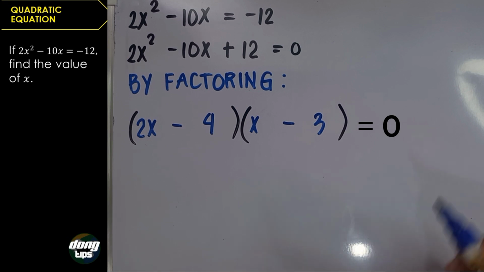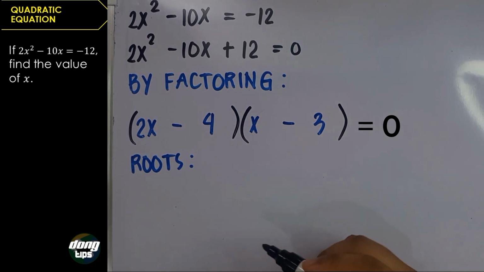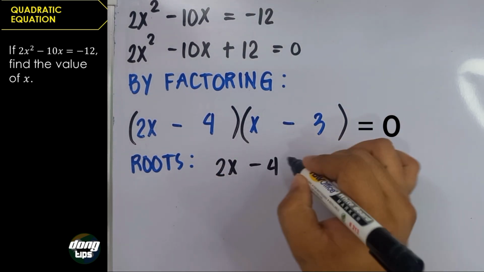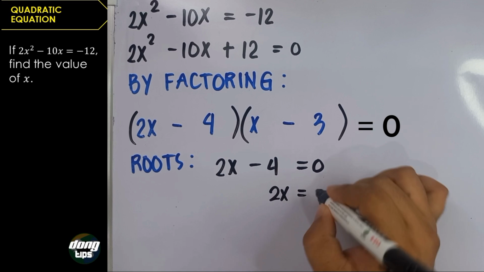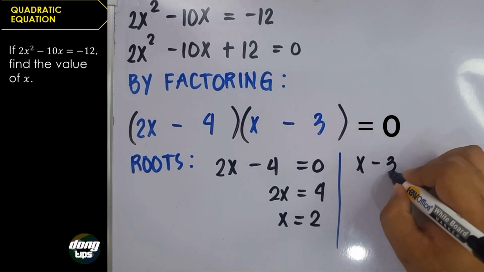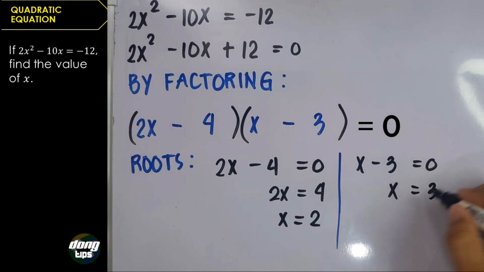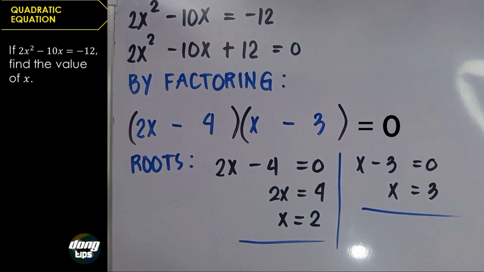Now, to solve for the values of the roots, we will equate each factor to 0. That is, 2x minus 4 equals 0, and we get x equals positive 2. For the second factor, x minus 3 equals 0, and we get the second value of x equals 3. And these are the answers.